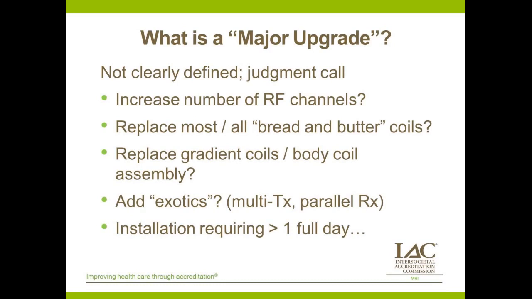If this is an upgrade that involves new head coil, spine coil, knee coil, shoulder coil, extremities, et cetera, et cetera, et cetera, that's probably a major upgrade, right? Bringing in one new neurovascular coil is probably not a major upgrade. Did somebody have to take apart the magnet and put in new gradient coils or put in a whole new body coil assembly? That's a major upgrade. Did the upgrade add any kind of exotic capabilities? So did you add parallel imaging that you didn't have before? Did you add multi-transmit capability?